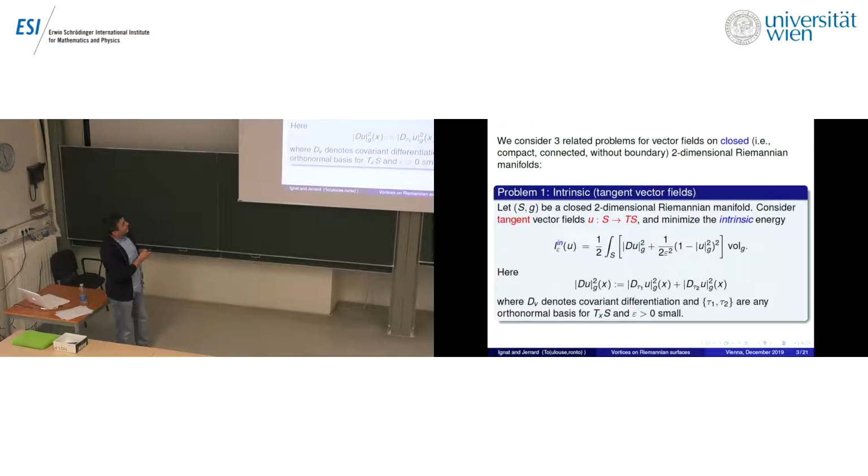So in the following, my surfaces are always what are called closed, so they are compact, connected, without boundary. And there will be three models. In the first two models, the order parameter is a tangent vector field, and in the other one it will be a map with values in S2 where the normal component is penalized. Okay, so let's go with the first model.